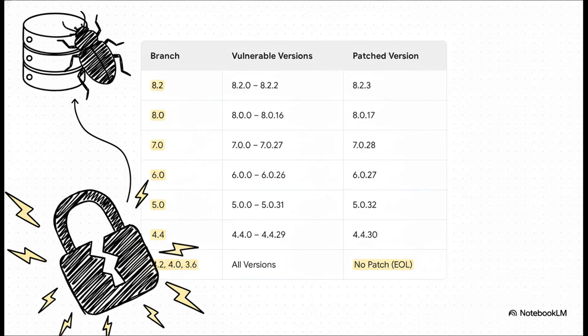The scope of this is huge. It affects pretty much every major version branch for years. But please, everyone, look at that bottom row. Versions 4.2 and older, they are end of life. That means they are vulnerable and they will never get a patch. If you're running one of these, you are just permanently exposed. This is what we mean when we say technical debt is a security liability.